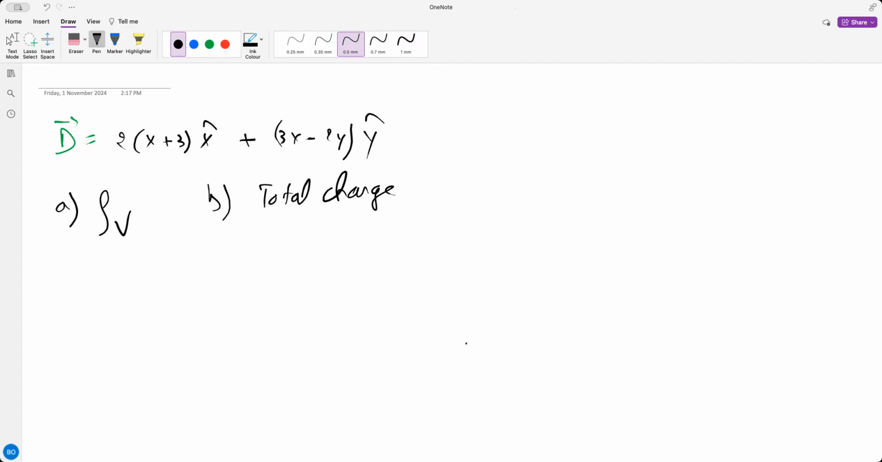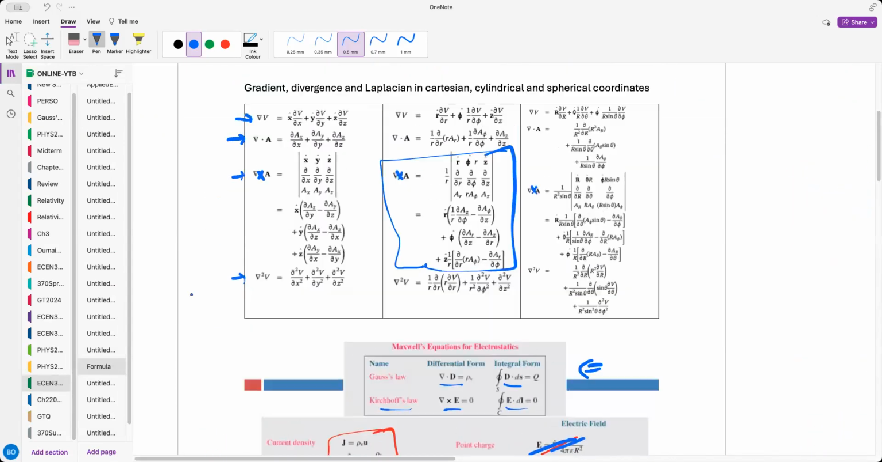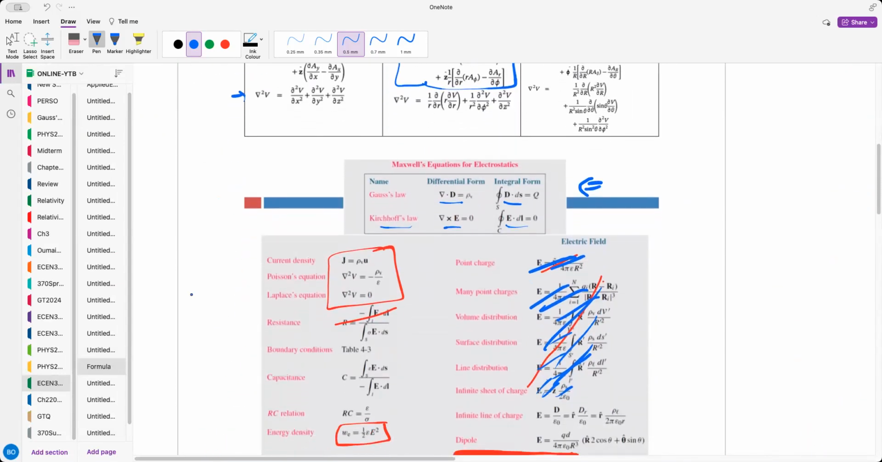Okay, so now the same thing, at the end I want to take the total charge. In the previous example, we used the Gauss law. Here, how can I get rho v? Yeah, by finding the divergence of D. Exactly. So please always go and look at the formulas. For example, this one. Yeah. What is it? Yeah, this one here.